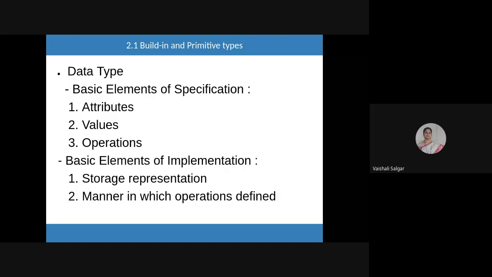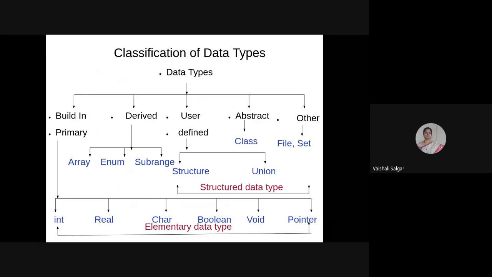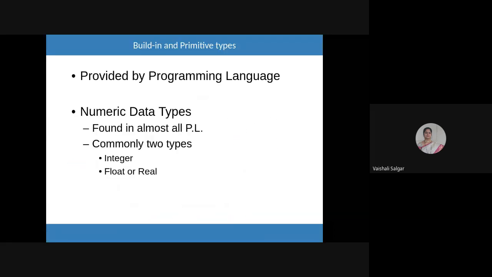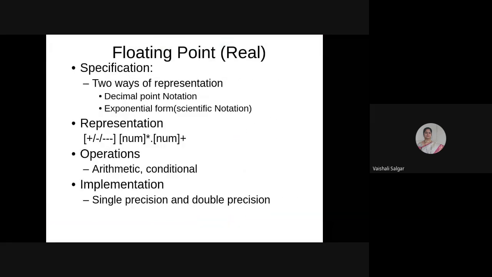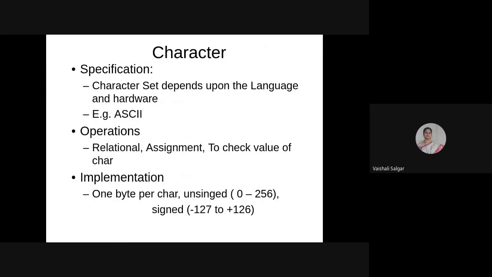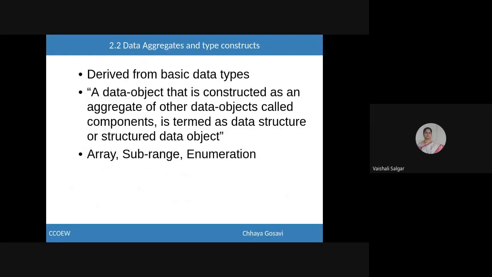Then after that, we talked about the implementation aspect of that data type also. While doing that, we talked about the storage representation, that is how the layout or how the memory is allocated for that particular data type, and what type of operations we can define on it. For that, we discussed in detail integer, then real, which in some programming languages is also referred to as floating point, then Boolean. After that, we talked about the character.